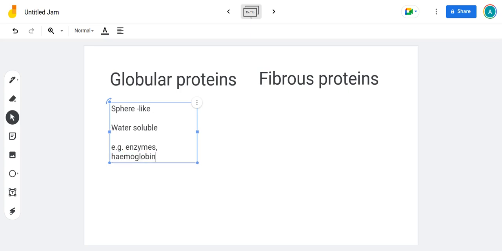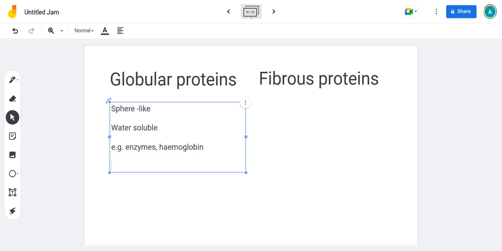Okay, so they're kind of circular, ball-like structures. They dissolve in water, water-soluble, and famous examples are enzymes, all our enzymes. And the specific example that we need to make sure you know is hemoglobin. Because they're water soluble, that means that they can dissolve in something like blood and therefore can be transported around the body. Okay, so they're useful for transport because they dissolve in liquids and then can be transported around.